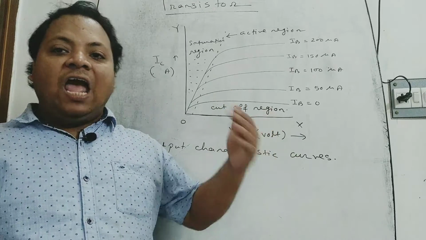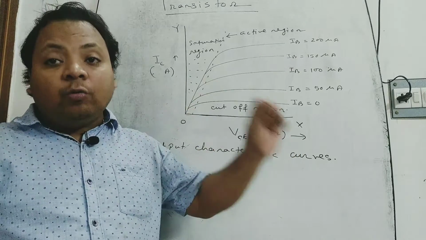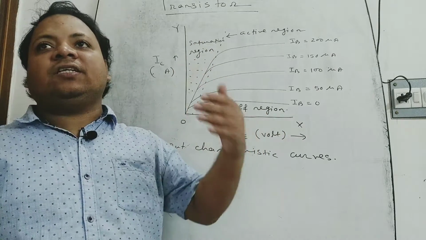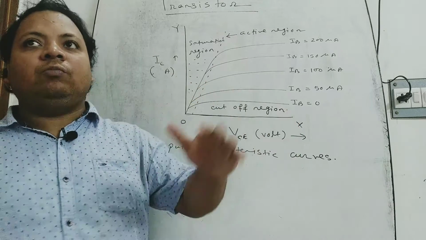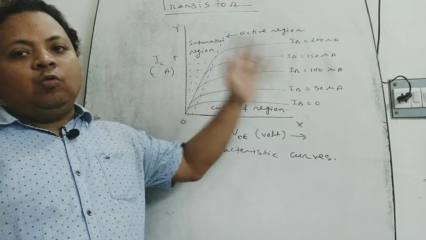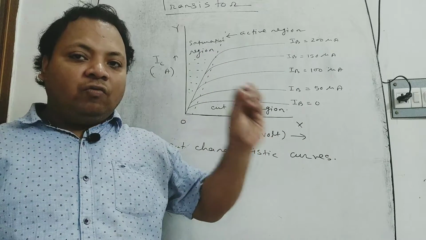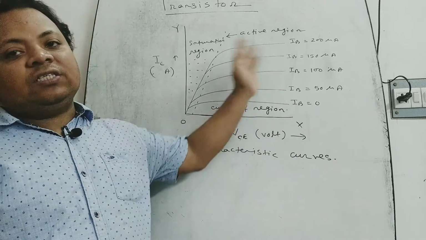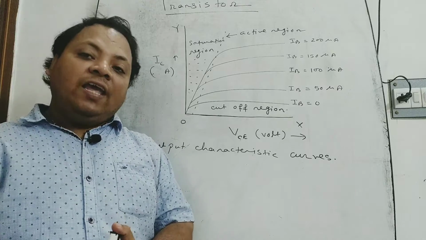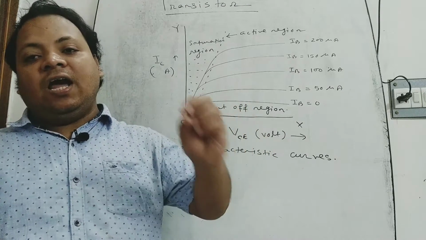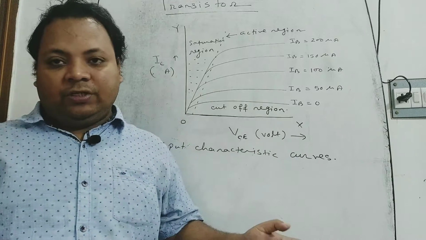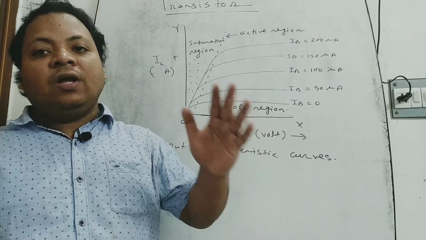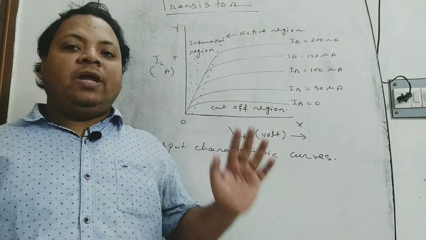When the emitter as well as the collector are both in forward bias, then we get the saturation region. That is, in this case, the input region and the output region are both in forward bias. And when the input region is in forward bias and the output region is in reverse bias, then this region is known as the active region. In this case, the emitter is in forward bias and the collector is in reverse bias. This graph is drawn for the common emitter circuit of an NPN transistor.